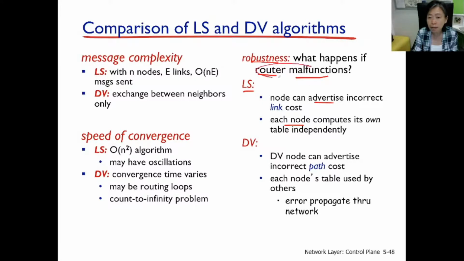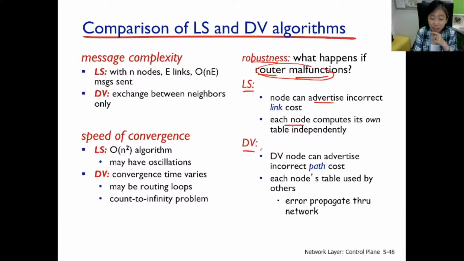But once the malfunctioning goes away, the link state report will be corrected, and quickly each router will be calculating the shortest path based on the correct link state report. So the time you expect the network to recover from the router malfunctioning is predictable in link state.